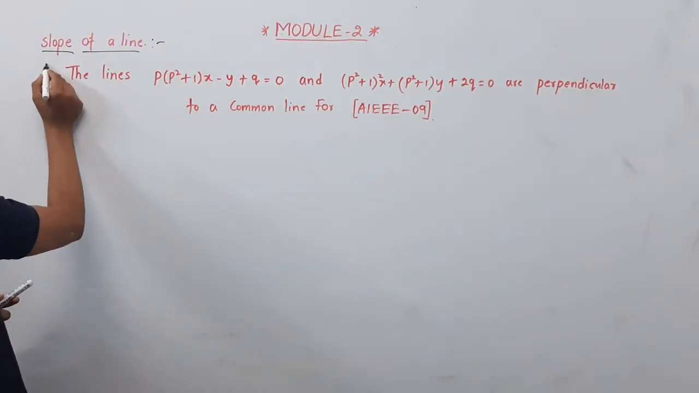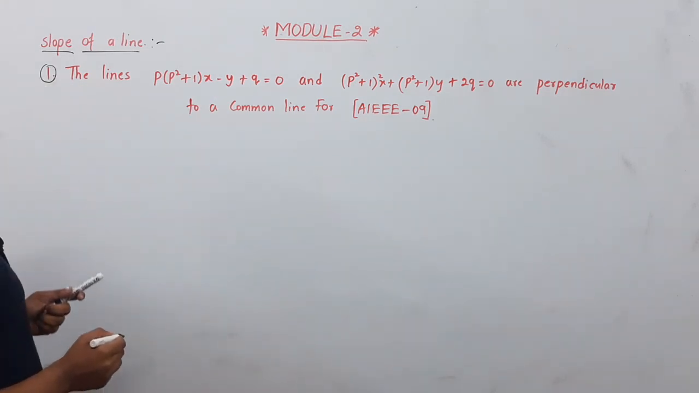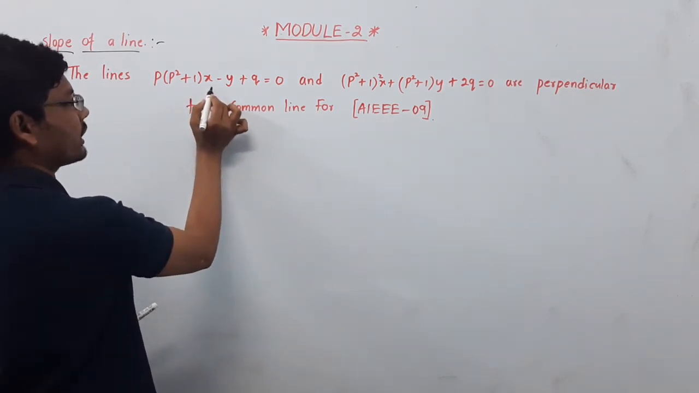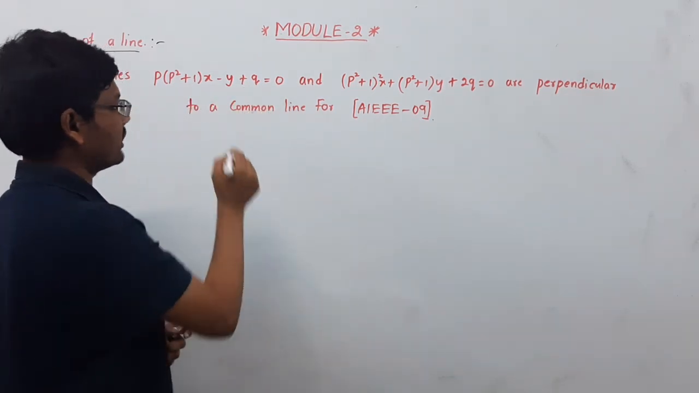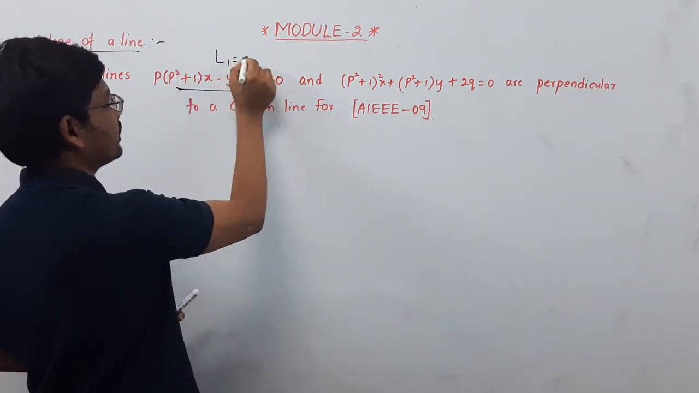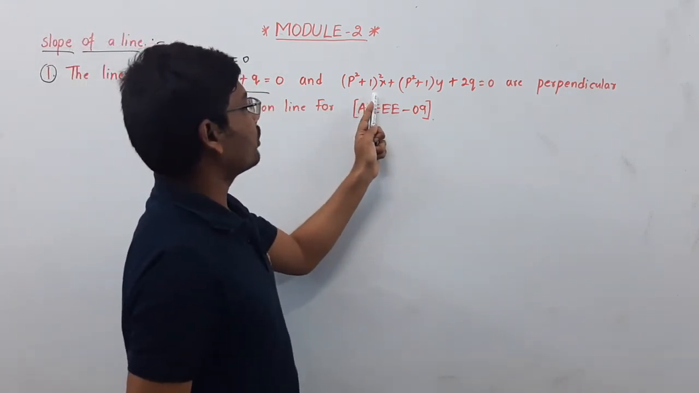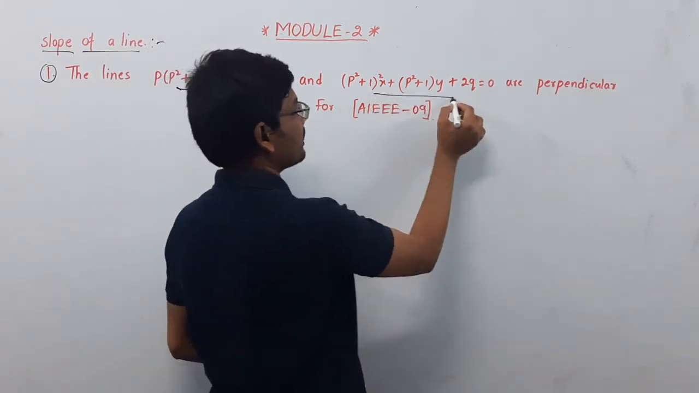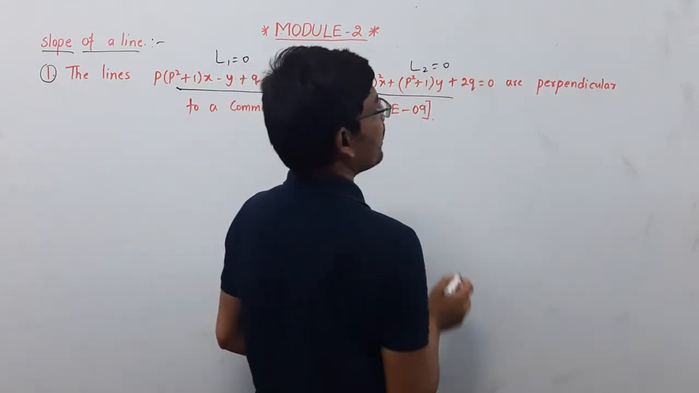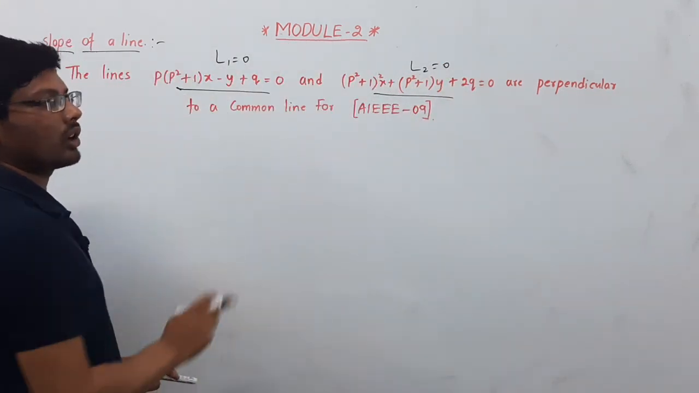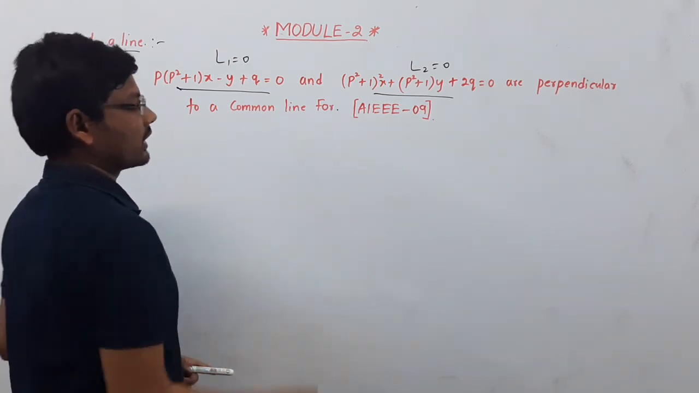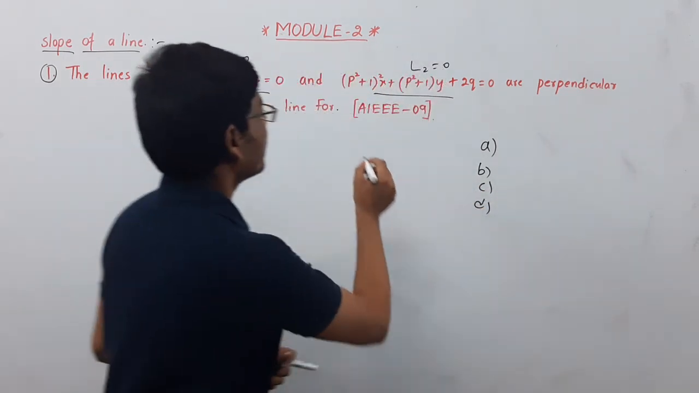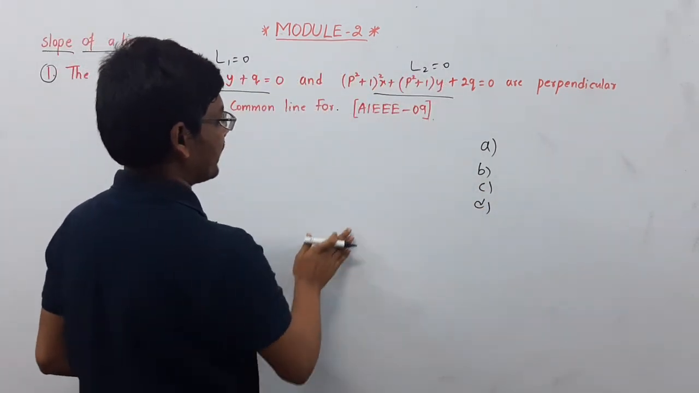In this module 2 the first question from the first topic slope of a line is: given the lines (p square plus 1) into x minus y plus q is equal to 0. This is one straight line equation, that is L1 is equal to 0, and (p square plus 1) whole square x plus (p square plus 1) into y plus 2q is equal to 0. This is one more straight line equation, L2 is equal to 0, and both are perpendicular to a common line for... he is asking. He has given options A, B, C, D like this. So this question is from AIEEE 09 year.